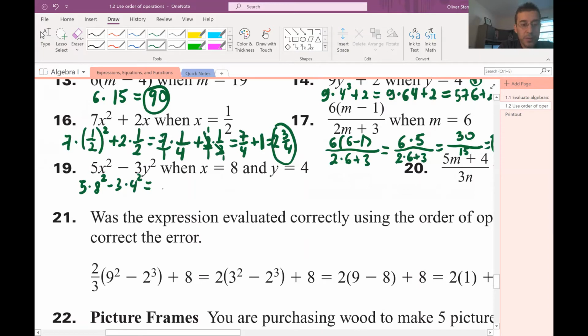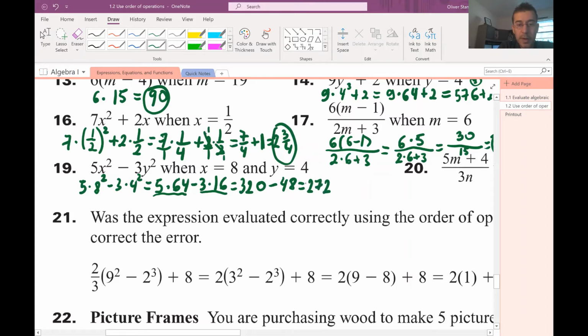We do the powers first, so we do 5 times, what is 8 squared? That is the same as 8 times 8, or 64, minus 3 times, what is 4 squared? That is the same as 4 times 4, or 16. Now we do multiplication first, then the subtraction. So 5 times 64: 5 times 4 is 20, 5 times 6 is 30 and 2 is 32, so 320. Then minus, what is 3 times 16? That is 48.